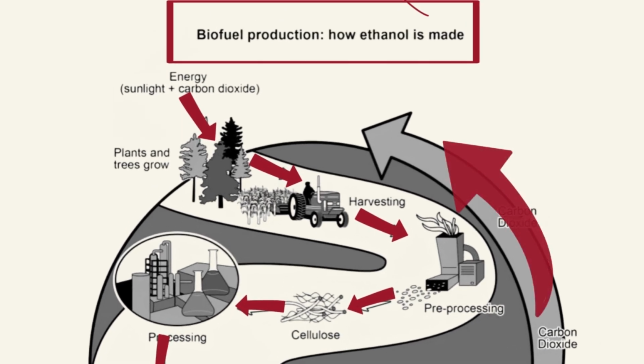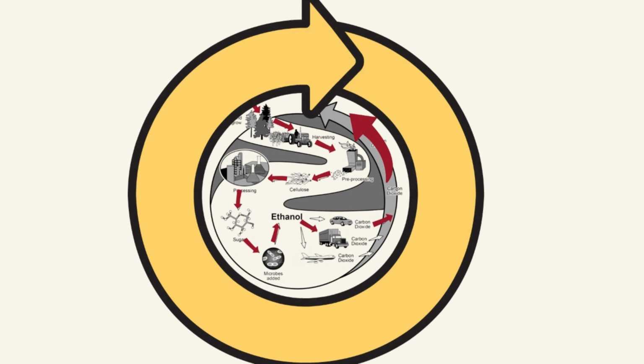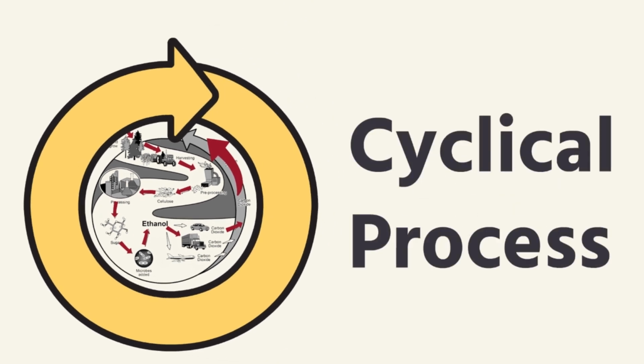You will notice that the carbon dioxide produced in the final stage becomes part of the energy source, making the cycle a continuous process. This makes it a cyclical process, meaning the process repeats over and over in the same order. In IELTS Writing Task 1, there are 2 types of cyclical diagrams.